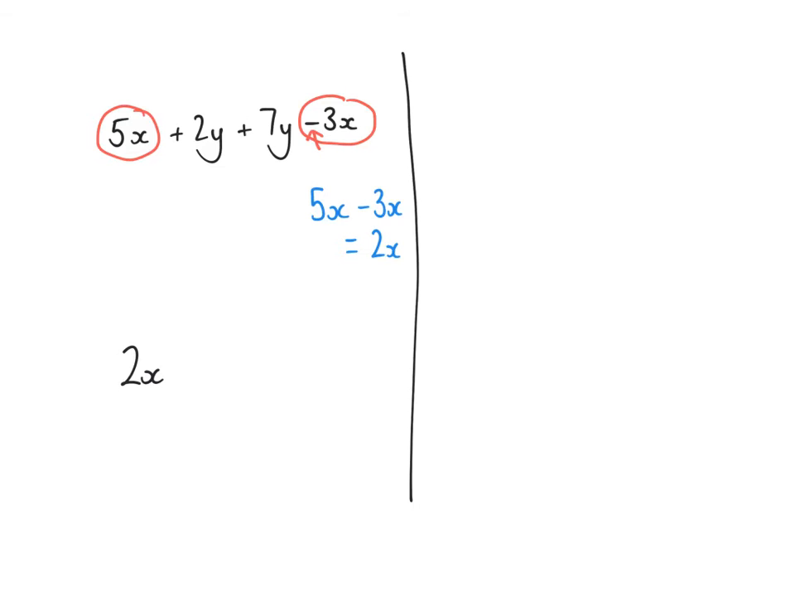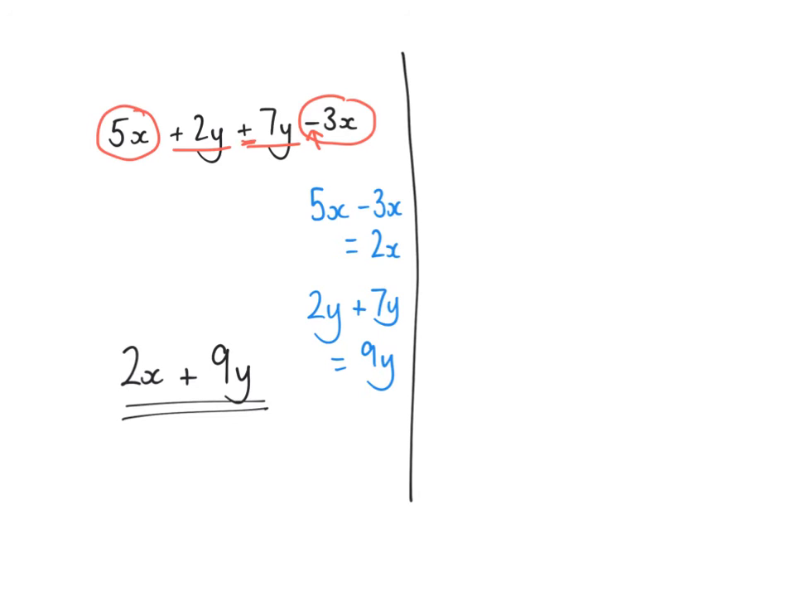Are there any more like terms in this question? Pause the video and underline any more like terms. This has a y and this has a y. So they are like terms that I can put together. I have 2y's, it's a positive 2y, and I am adding on the 7y because there is an addition sign just before the 7. 2y add 7y is 9y. 9y is positive, so I am going to add it on. So the answer is 2x plus 9y. I can't put those two terms together because they are not like each other.